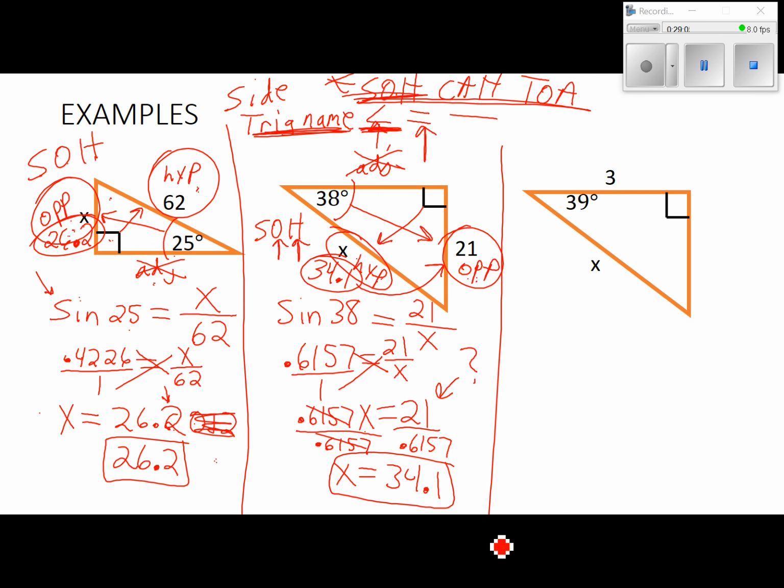The next one, going a little quicker here. We're picking this angle. That's going to be the opposite leg. That's the hypotenuse. This is the adjacent. Labeling the triangle every single time.